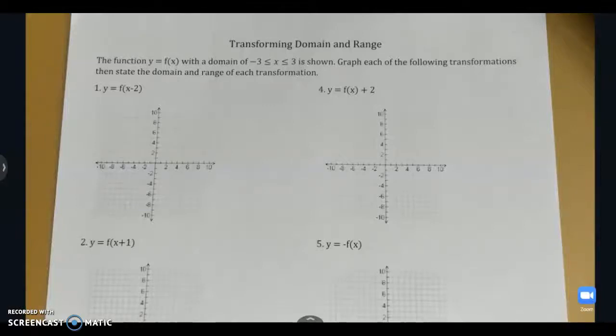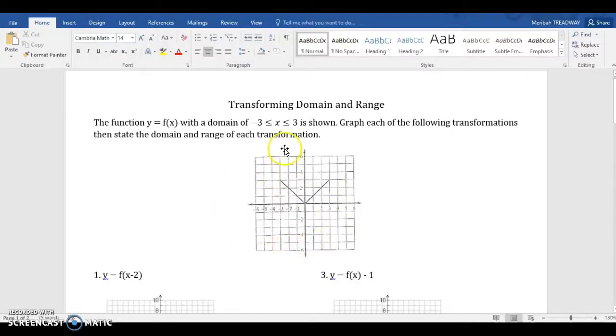We are continuing looking at our transformations, and this time we're going to be paying close attention to how they affect our domain and our range. Starting with this particular graph, I did forget to include it on this piece of paper, but this is what it looks like. This is part of our absolute value parent function, and we're just looking at it from the domain when x is -3 to +3. So our initial domain from the parent function is from -3 to +3.